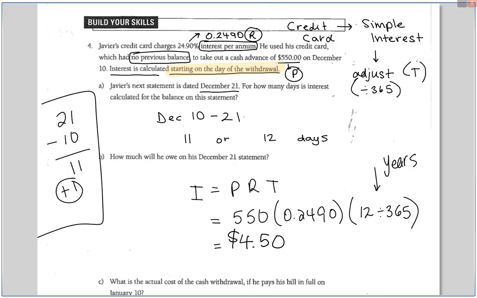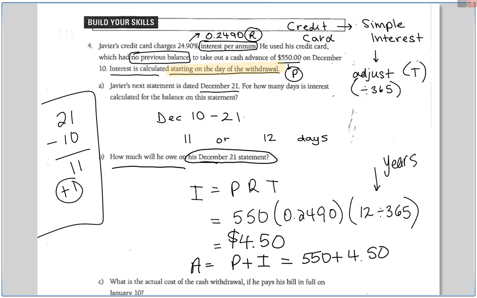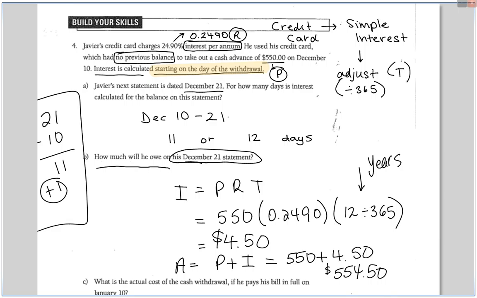Okay. Make sure you read carefully. How much will he owe on his December 21st statement? How much did he borrow? So don't forget this formula, P plus I. You have to add it back to the original amount. Okay, so $554.50 is what he actually owes. Does that make sense?